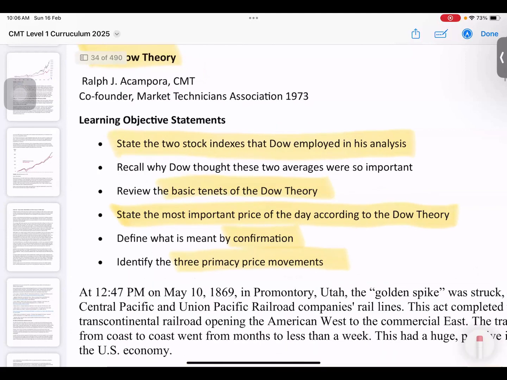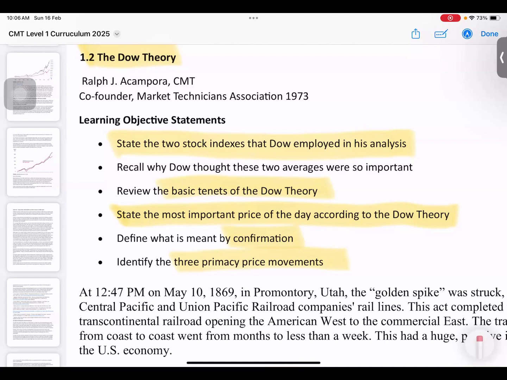These learning objectives are very important. My experience, and the experience of other students who have attempted the CMT exams, is that most of the questions are linked in a way to these objective statements. So what are the objectives for this chapter? We are going to talk about two indices that Dow employed in his analysis. The Dow Jones Industrial Index was created by Charles Dow, and the Dow Jones Railroad Index was also created by Dow.